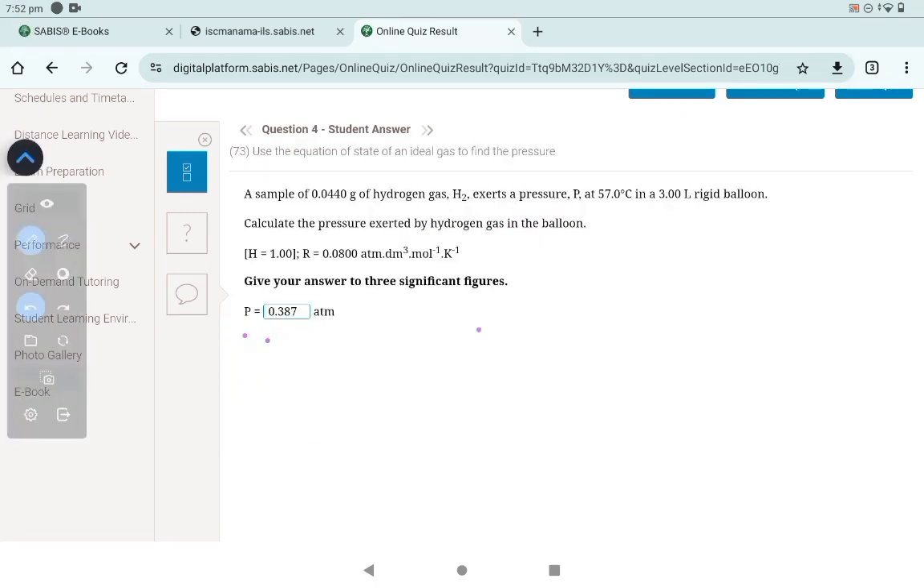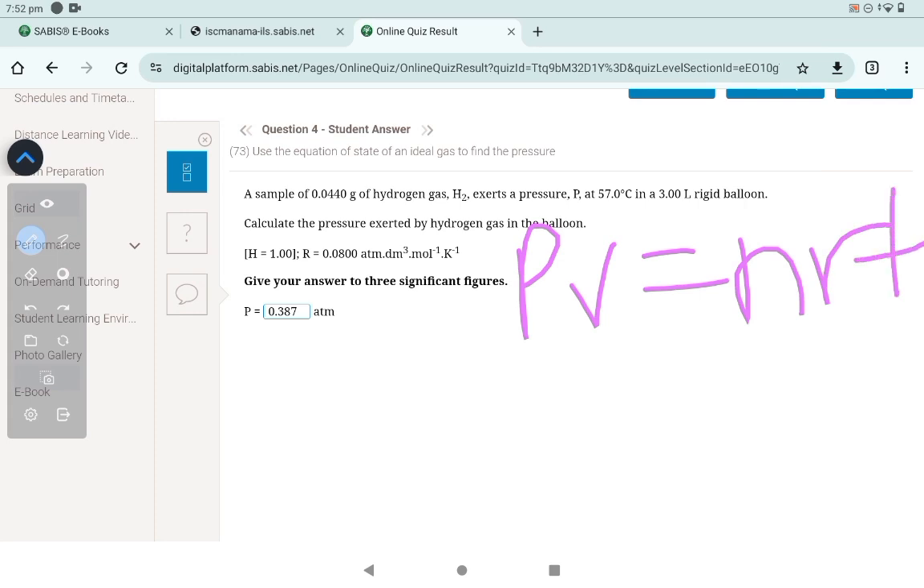Alright, this one we're going to be using a different rule, but same concept. PV is equal to nRT. Okay, we don't have pressure, my bad. We have volume, which is 3. We do not have the moles, but we do have the mass and the molar mass, so we can find the moles.